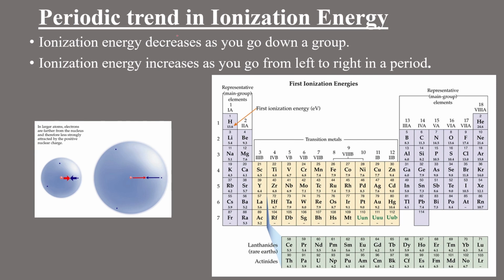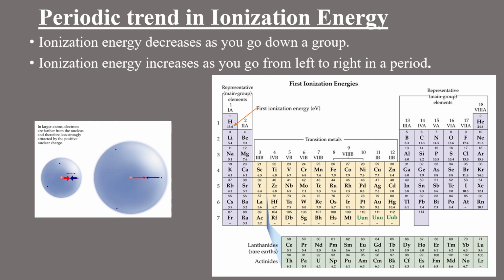Let's look at the next trend. The next trend is the trend in ionization energy. Remember, the ionization energy is the amount of energy that is required to remove the electron from the valence shell. And the reason we have to put energy to remove this valence electron is because this valence electron and the positively charged nucleus have some force of attraction here. And this force of attraction depends on the size or the distance between the nucleus and the valence electron.